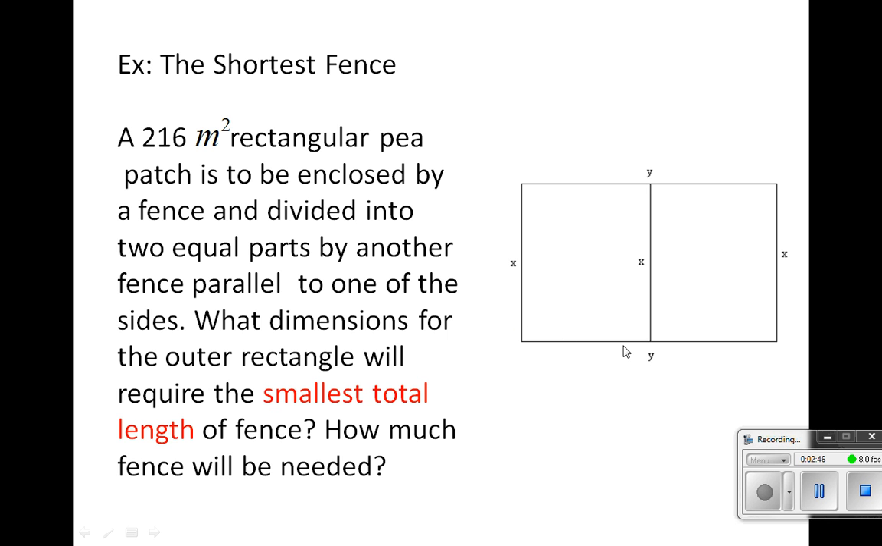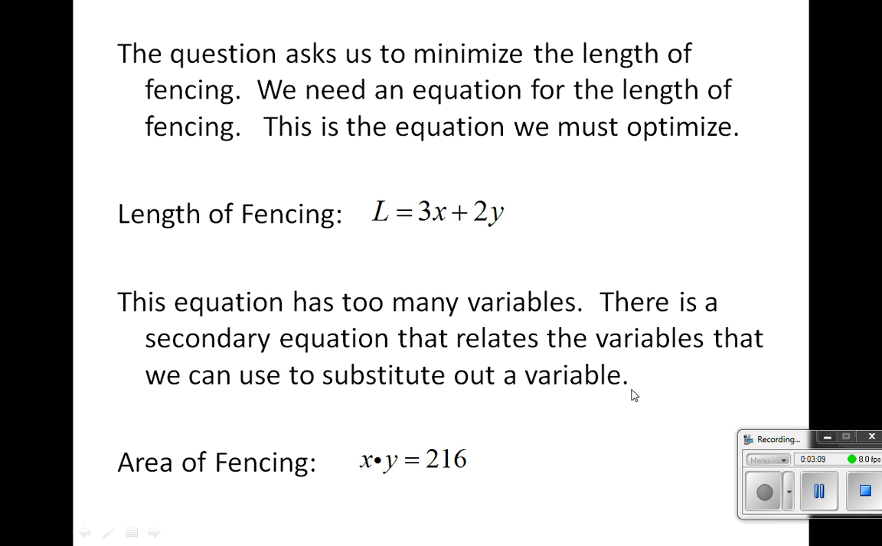So if you're trying to fence this whole thing in, how can you arrange it so that you use the least fencing and keep your area 216 meters squared? And then also ask how much fencing is going to be used. Keep in mind the only real number they've given us is 216 for the area. So when I look at my perimeter, the total length of fencing, I have 3 x's and 2 y's that make up my length. So my first equation for the length that I'm trying to minimize is 3x plus 2y. I also have the area equation that x times y is 216.